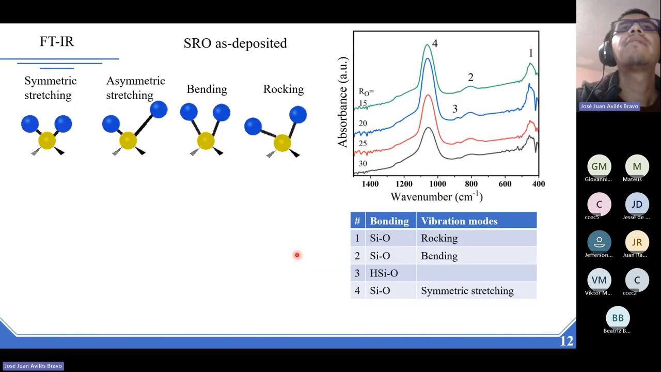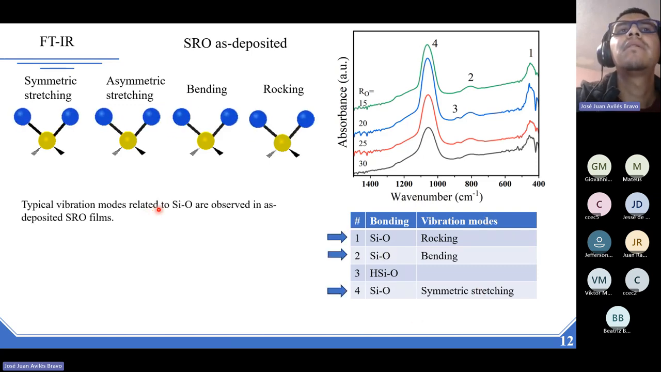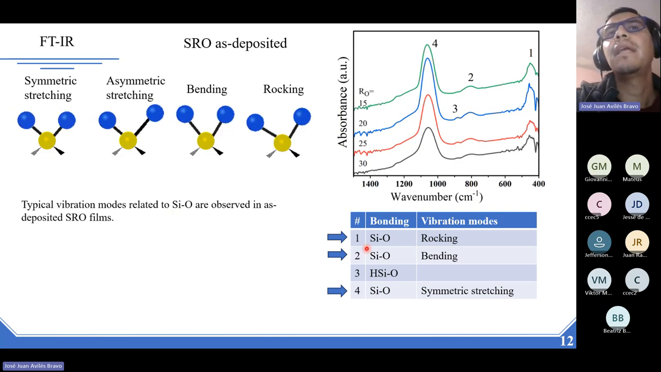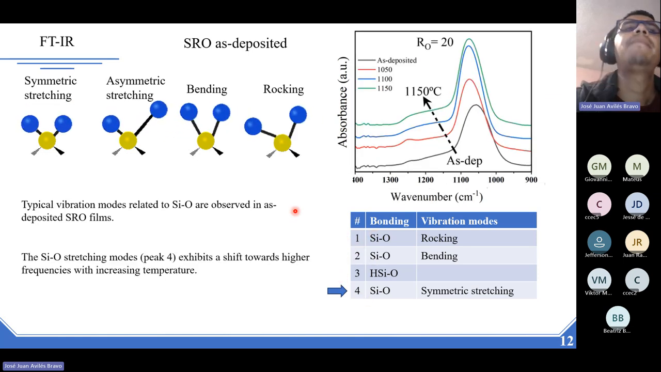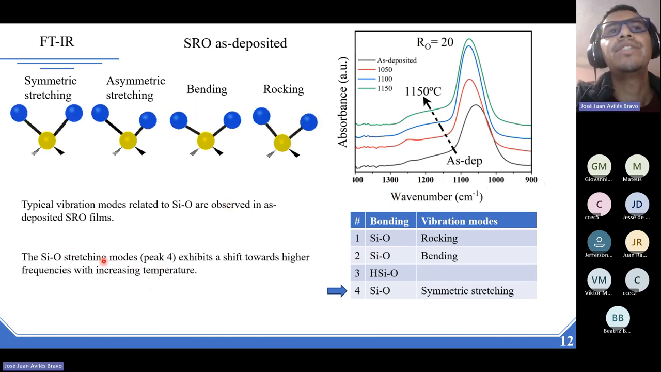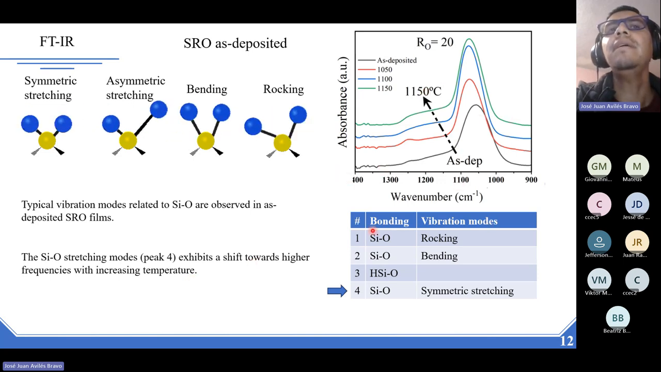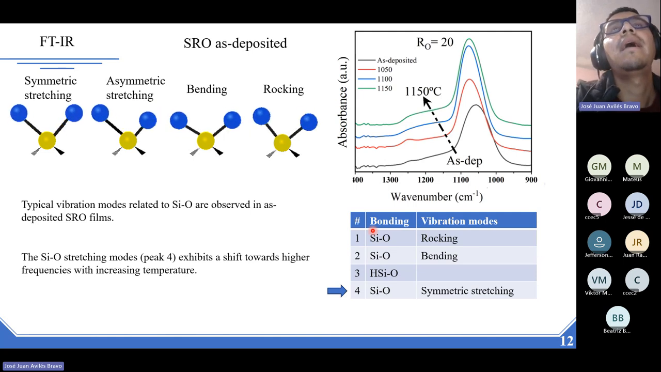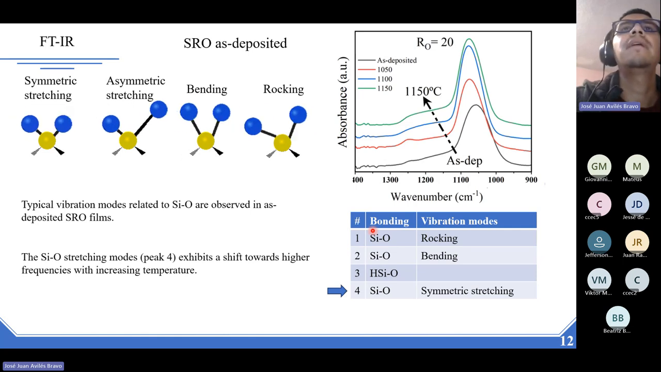In the case of the silicon-rich oxides, the spectra exhibit all the vibration modes. The typical vibration modes related to silicon oxide are observed in the as-deposited silicon-rich oxide films, vibration modes 1, 2, and 4. The asymmetric stretching mode exhibits a shift towards higher frequency with increasing temperature. This change indicates the formation of silicon nanoparticles in the dielectric matrix.